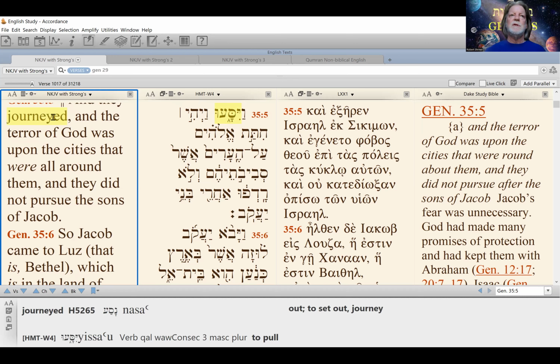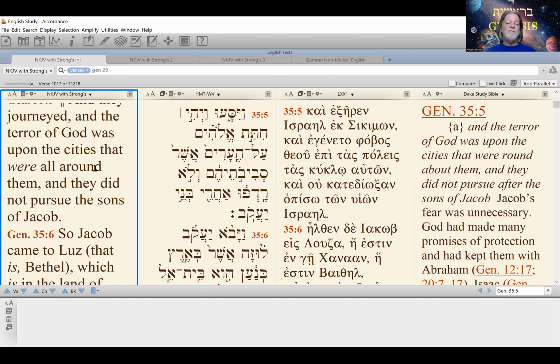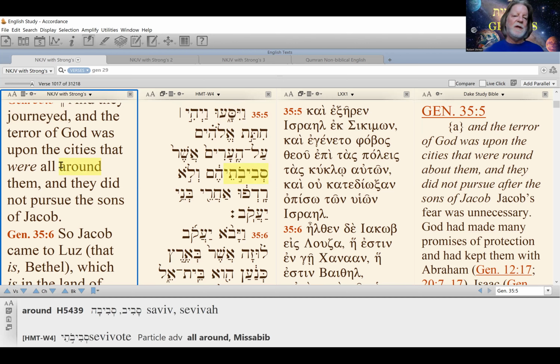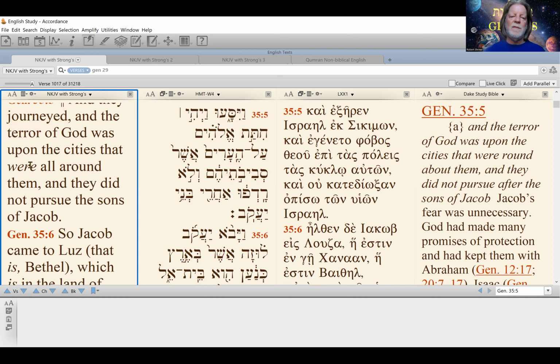They live like Bedouins. They stay in one place until the pasture lands will no longer meet their needs, and then they move somewhere else. Or they kill a bunch of people and they have to run for their lives. So they pull up tent stakes and they journeyed. And the terror of God, the chita, the terror of God was upon the cities that were all around them, and they did not pursue the sons of Jacob.